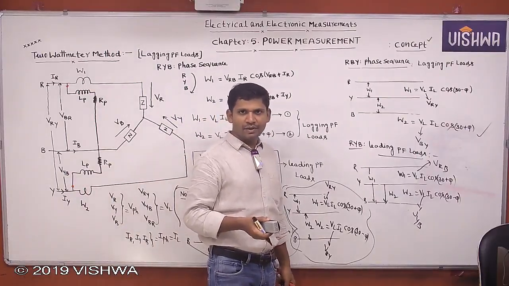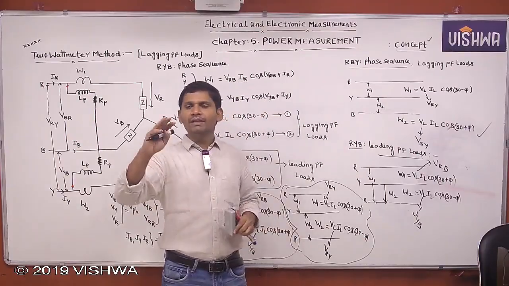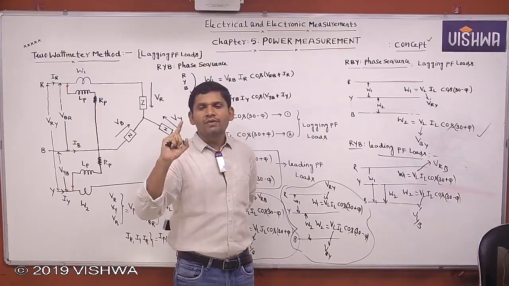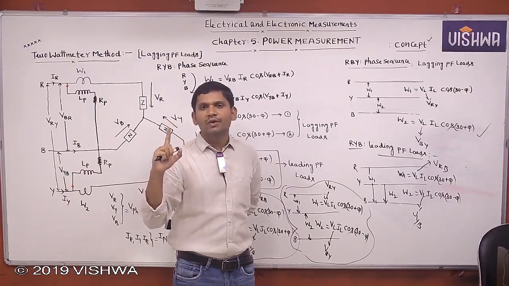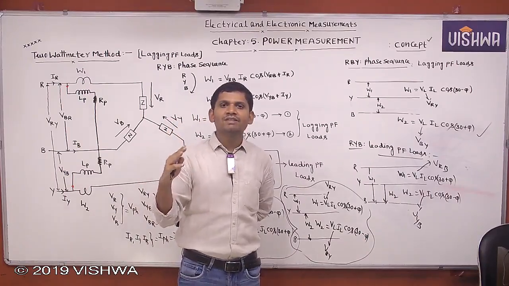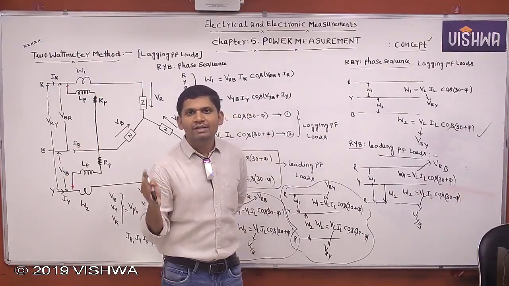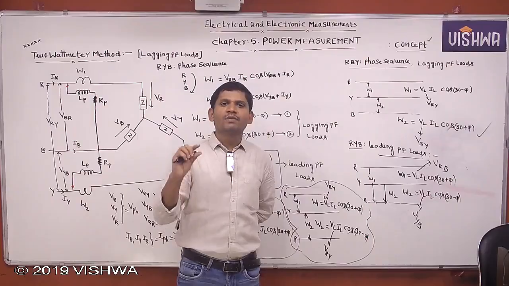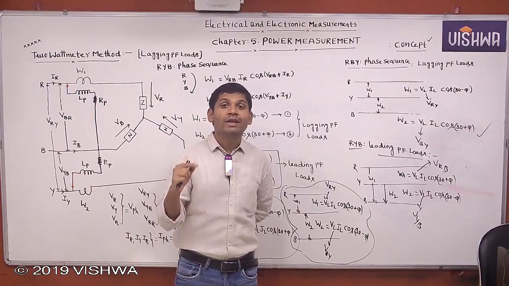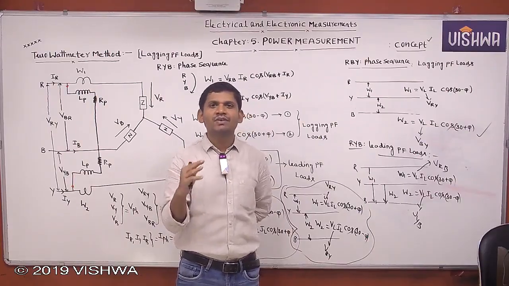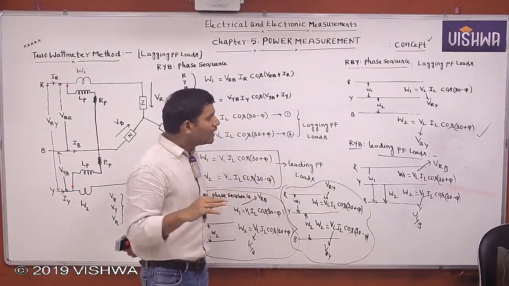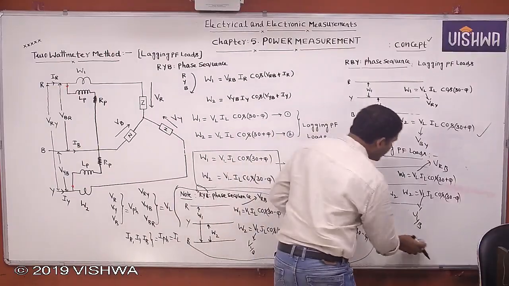Understood or not? Okay. Mainly you concentrate on two statements. For lagging power factor loads, if the phase sequence is followed, then you take cos(30 + φ). If the phase sequence is not followed, you take cos(30 − φ). For leading power factor loads, if the phase sequence is followed, you take 30 − φ. If the phase sequence is not followed, then you take 30 + φ. Exactly opposite.